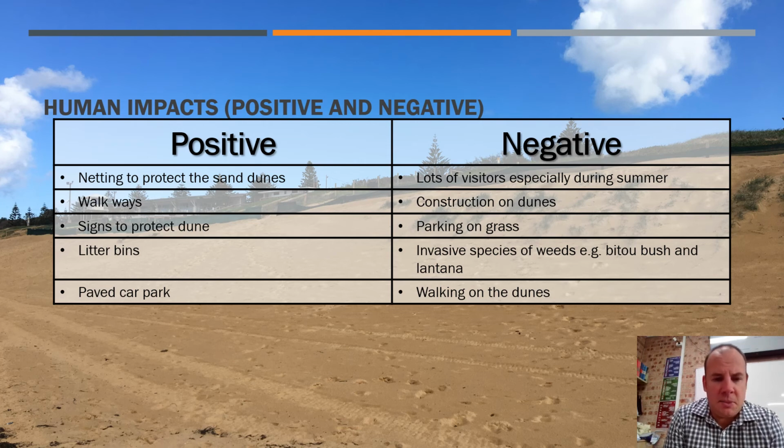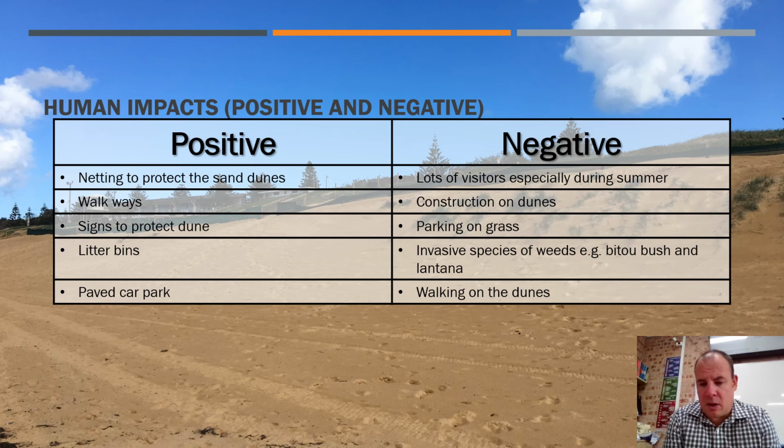There's netting to protect the sand dunes to try and hold that sand there, and then obviously we've fenced off areas on the sand dune to stop people going on there. We have walkways so people don't start walking on the dunes and damaging vegetation. And then obviously signs to protect the dune, to educate people that it's not okay to walk on dunes, and providing litter bins so people can take away their rubbish. It doesn't create an eyesore.